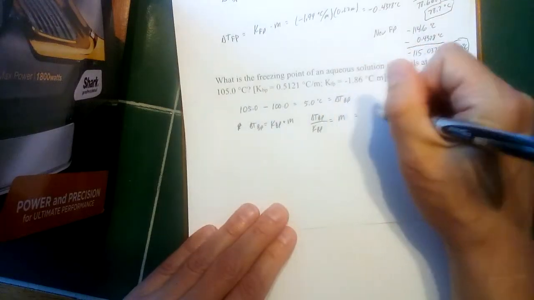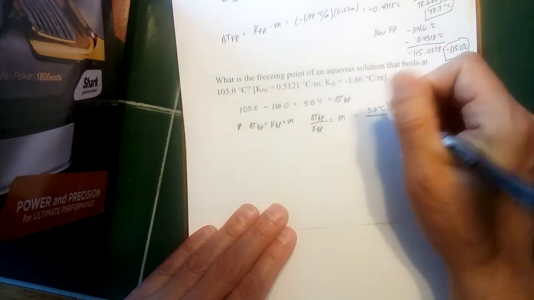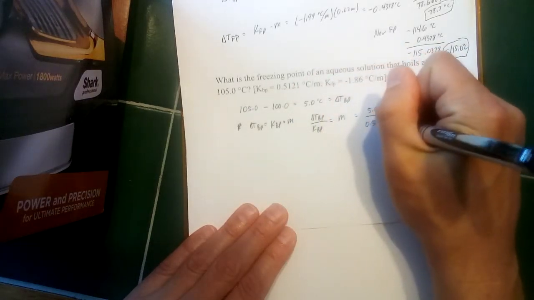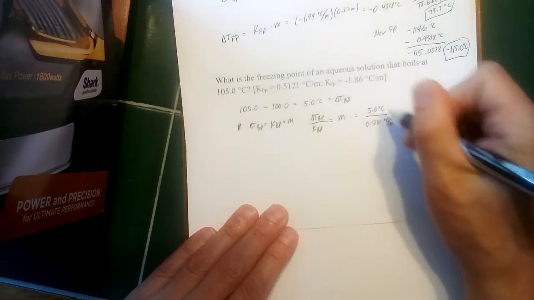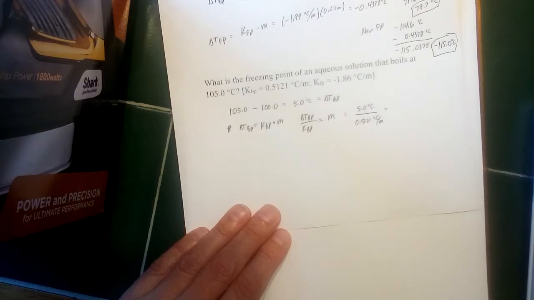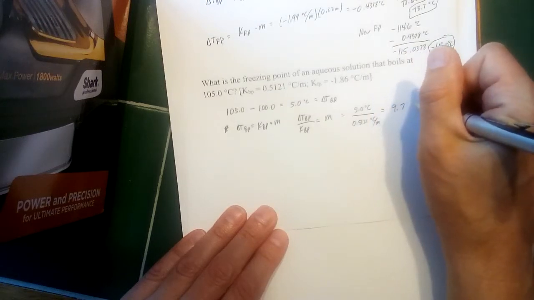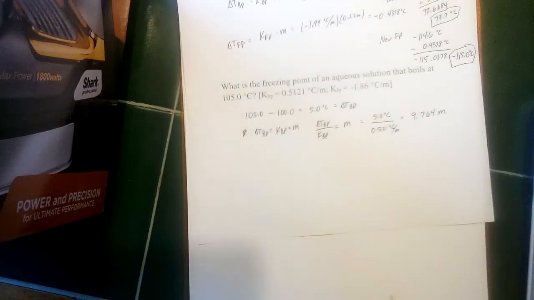Plugging those in, 5.0 degrees C for the change in temperature, 0.5121 degrees C per molal for the constant. Degrees C is going to cancel out there. Molality units are going to come back to the top of that equation. 5 divided by 0.5121 gives us a concentration of 9.764 molals for that solution.